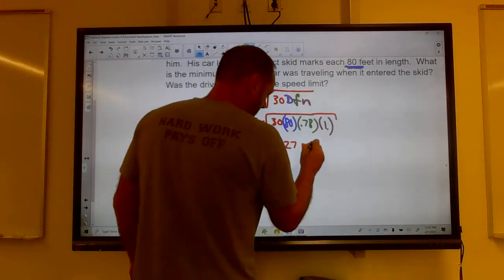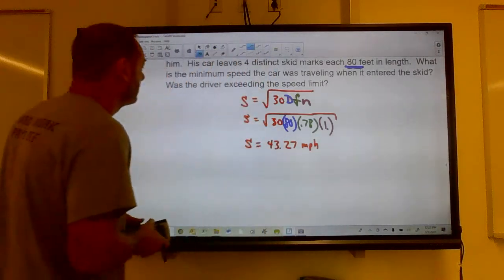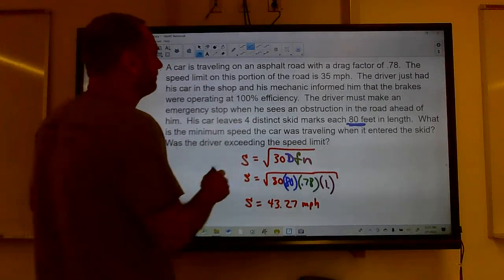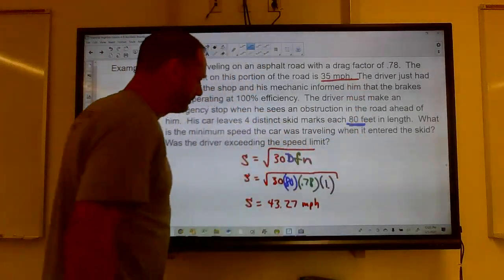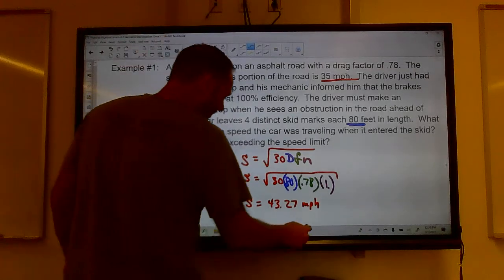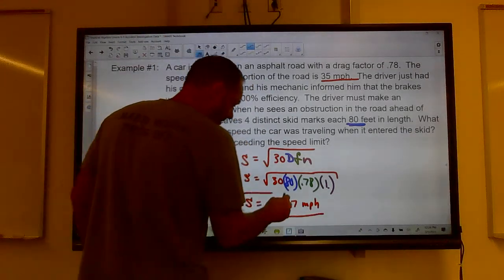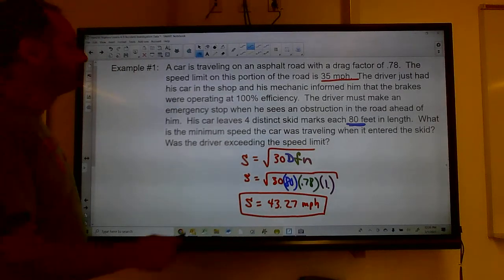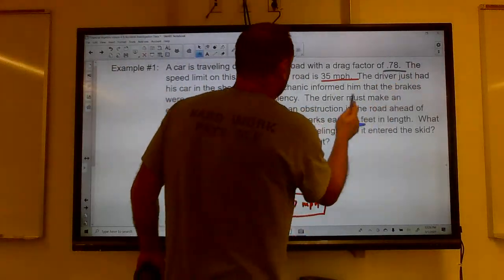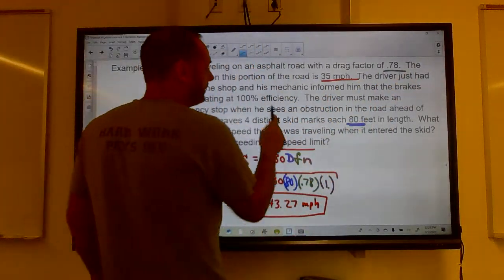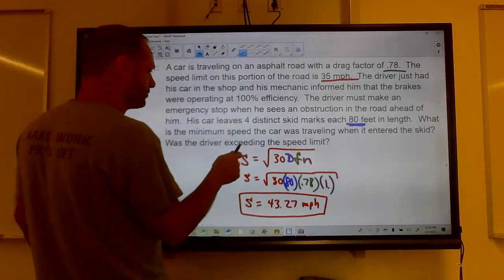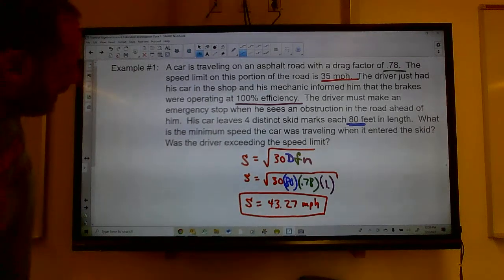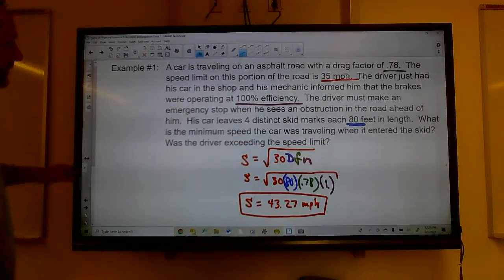43.27 miles per hour. Okay, so was he exceeding the speed limit? Well, yeah, he was, because the speed limit is 35 miles an hour. Is he going to get a ticket? Yep, he's going to get a ticket because he caused an accident. He was exceeding the speed limit. Okay, so there you go.